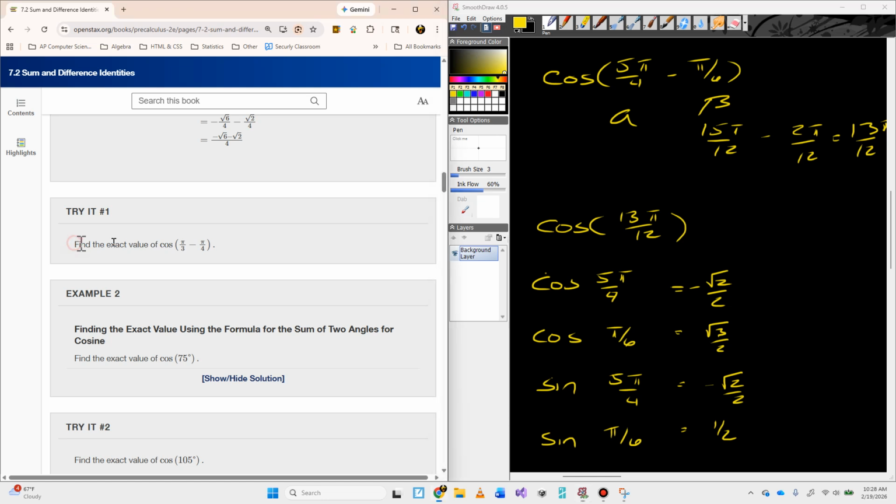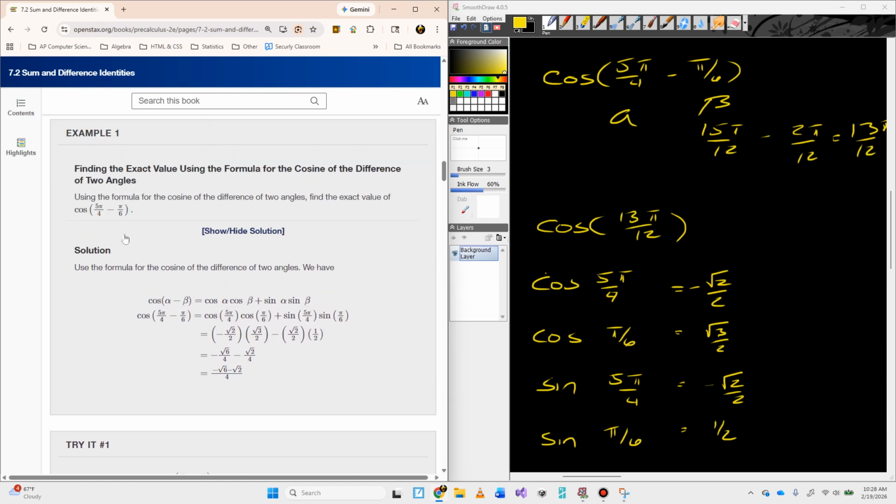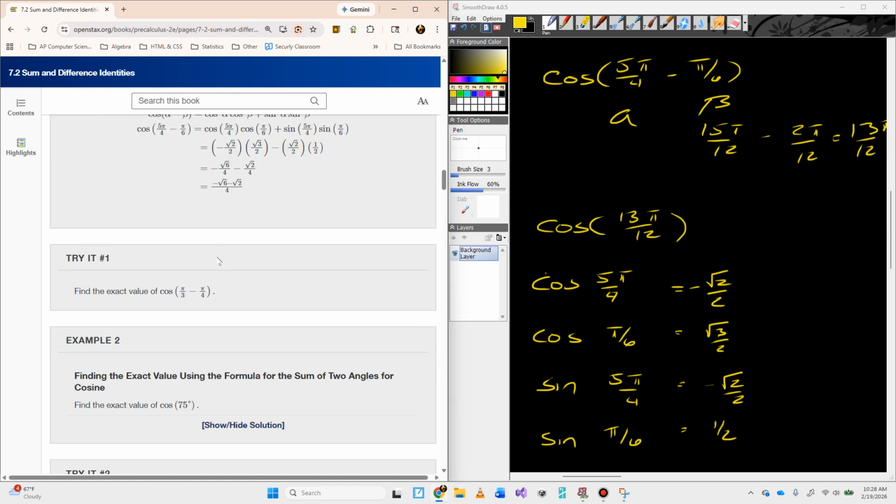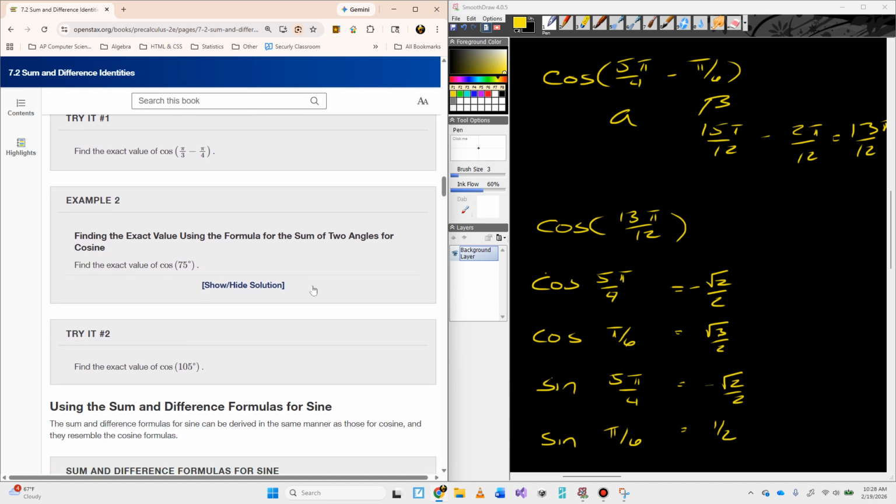For OpenStax, I'm not going to put this into the lecture or anything like that. Go ahead and see if you can find the exact value of this using this formula. Add these two together, then put that into your calculator and see whether the answer you got matches the answer you get when you add them together and put that into your calculator. If they match, you've done it right.